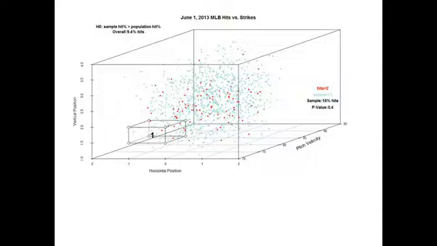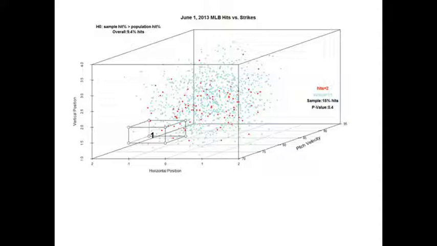So a hit is a pretty hard thing. You've got to connect with it. It's got to go fair. Nobody's got to catch it or tag somebody else out before you get to base. So only 9.4% of all those strikes thrown in the strike zone on that day were hits, and those are the red dots. Now our question is, is there a hot spot? Is there a particular subset of that strike zone where hits happen a lot?